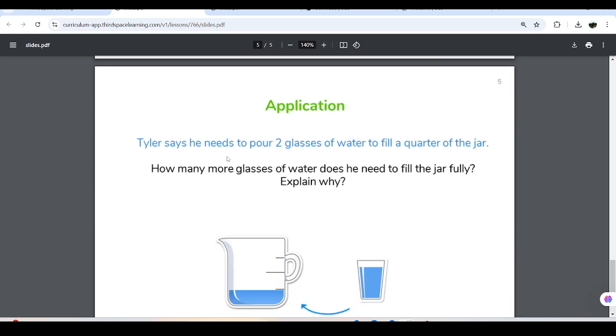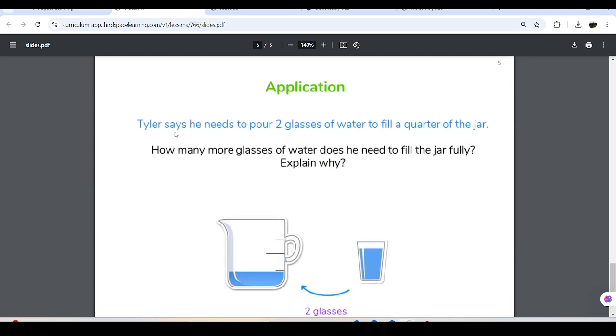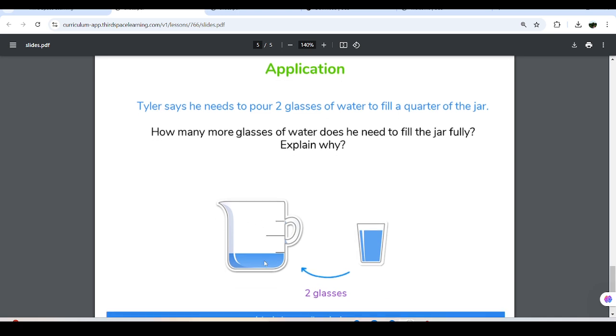So Tyler says, there is an application based question. Tyler says he needs to pour 2 glasses of water to fill a quarter of the jar. This is a jar, and he put 2 glasses of this to fill it a quarter. So how many more glasses of the water does he need to fill the jar fully?